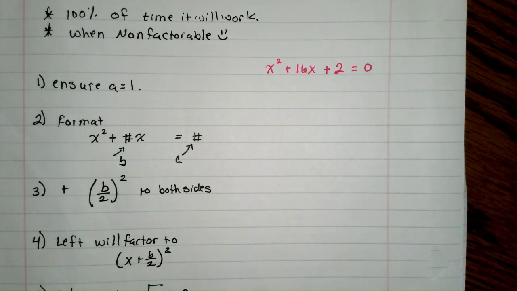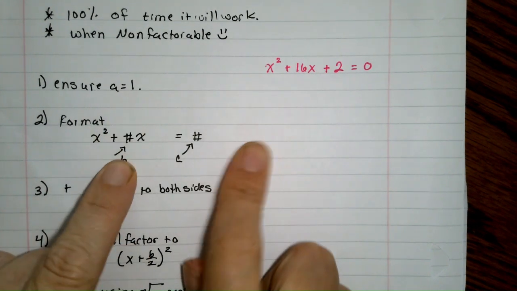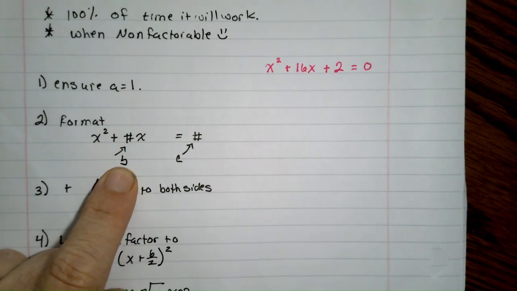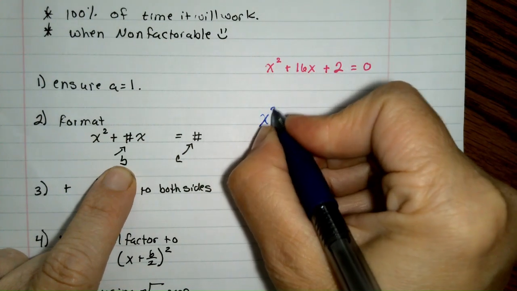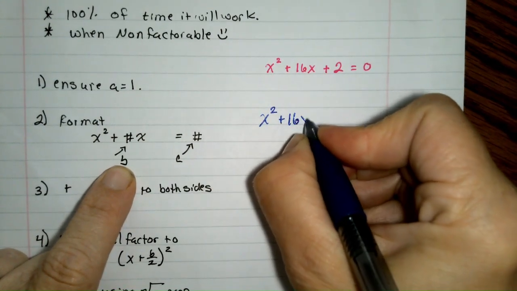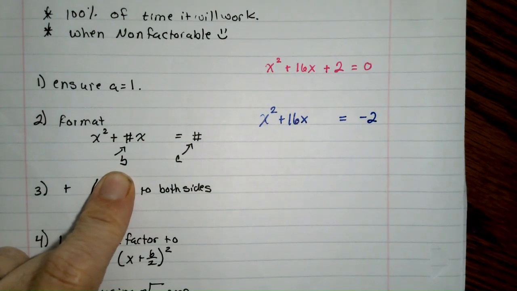So the first thing we're going to do is ensure a equals 1, and our a value is 1. And then we want to get it in the format. Okay, so x squared plus 16x equals negative 2, because I subtracted 2 from both sides.